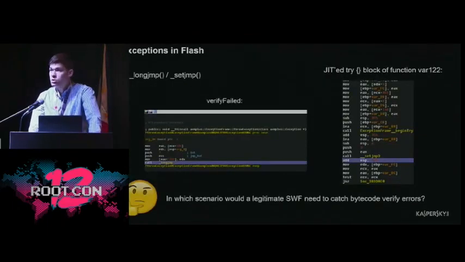And what is interesting here is that the verify failed function simply throws an exception. It doesn't abort execution of this Flash file. So, due to the nature of just-in-time compiled code, it's possible to catch this exception from the just-in-time compiled code. And it's very hard to imagine in which scenario a legitimate Flash file would need a way to catch its own bytecode verify errors.